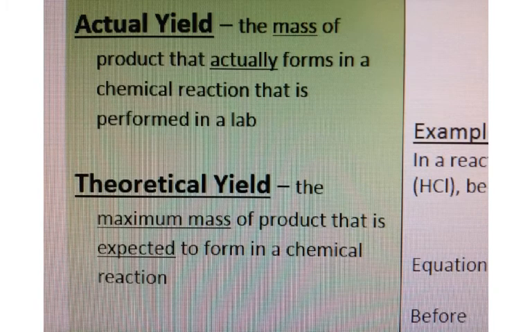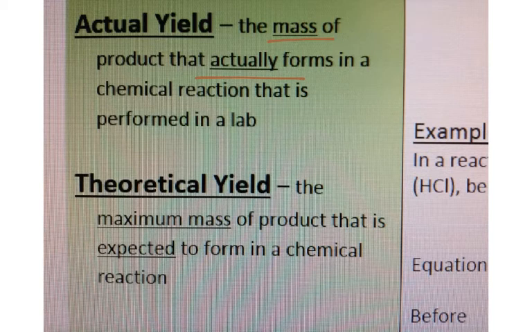All right, so what is the actual yield? Once again, it's the mass that actually forms during a lab. So it's what you got in a lab. Not what you should have gotten, but what you actually got. It's very similar to tests. It's what you actually got in tests versus theoretically what should you have gotten. If I got a 20 out of 30, I actually got a 20. I theoretically should have gotten a 30.